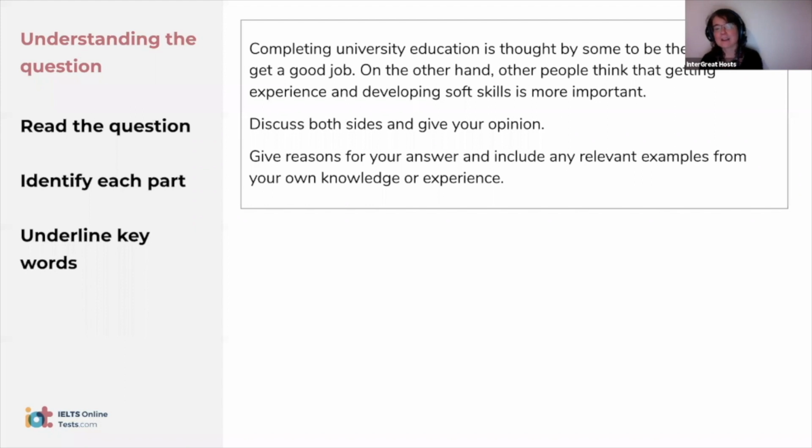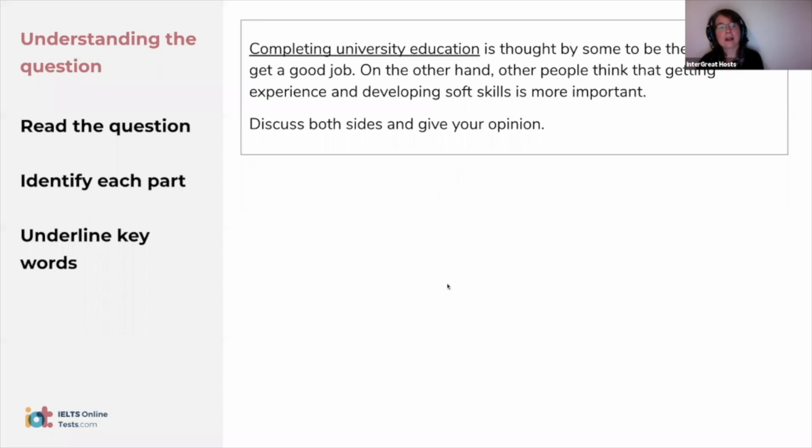Yes, very good, Neo. I think it's really important also to underline elements of the question because we have different types of tasks and they require different types of answers, different structures in a way. So I would also underline discuss both sides, and I would underline your own opinion as well, so you know exactly what you have to do. So this is all about getting a job and which is more important, university education or experience, but only in relation to getting a good job, not any other way of thinking about it. Yes, and you're right, Hadia, it's completing university education as well.